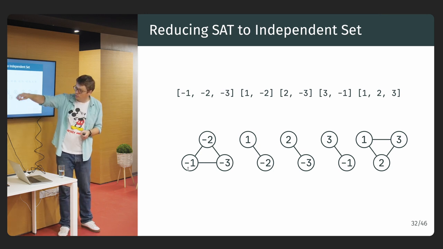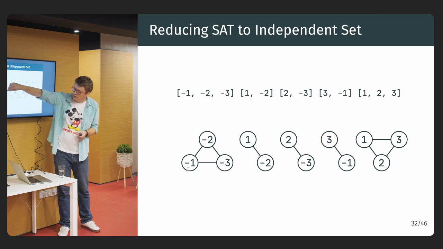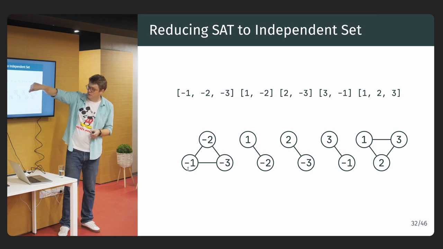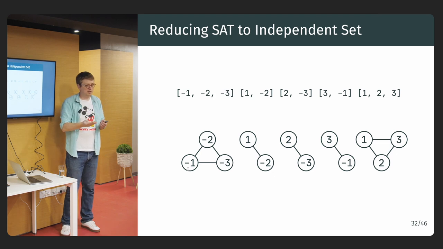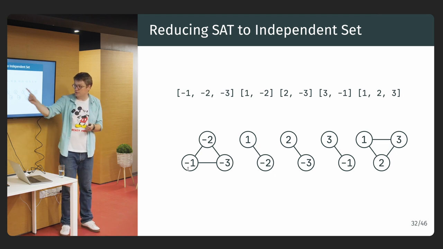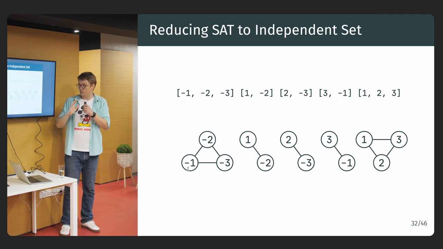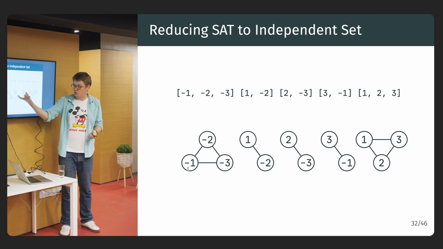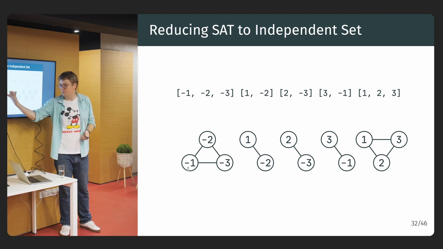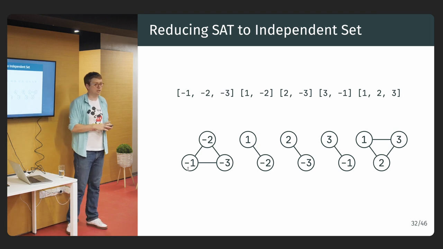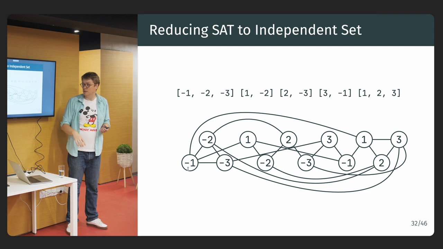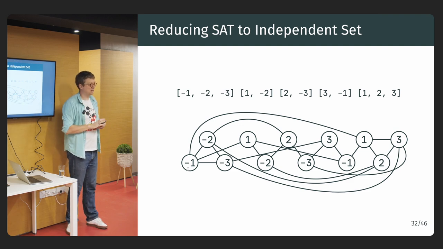Basically, now you would like to select a single node from each of these cliques, right? At the same time, you are not allowed to select, for example, minus two here and two here, right? And just to forbid this, you just join every pair of opposite literals by an edge, right? So you just introduce a bunch of edges, but this is still okay. I mean, this is still in polynomial time.